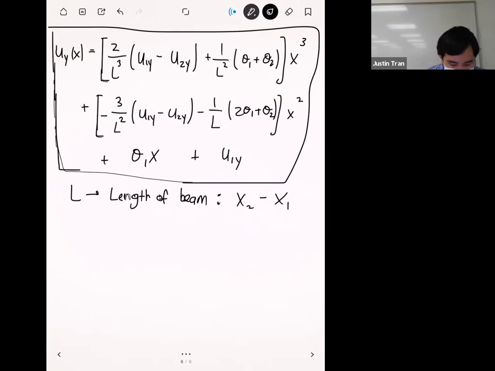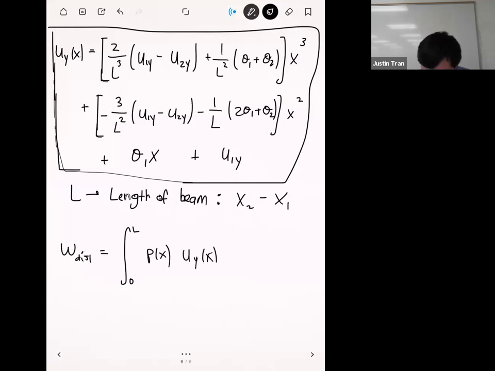Now that we have this expression, we can plug that in and use it to solve for work distributed. Remember, our work distributed is equal to the integral. I'm going to change the integration bounds a little bit here: instead of integrating from x1 to x2, I'm going to integrate from 0 to L. We have our load function p of x, and we have our transverse displacement function uy of x.